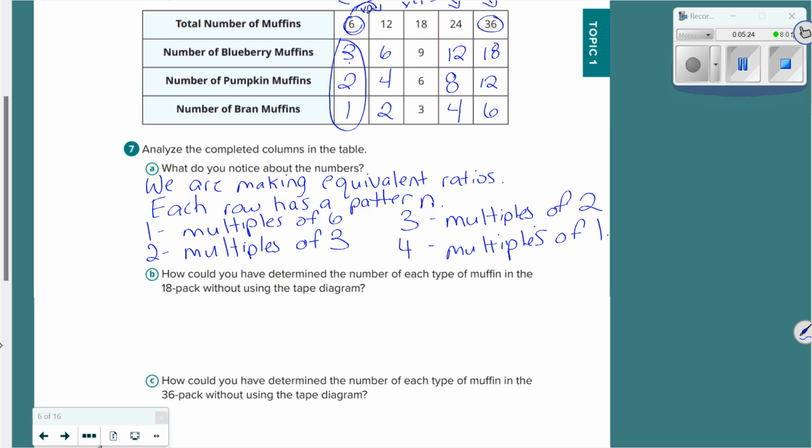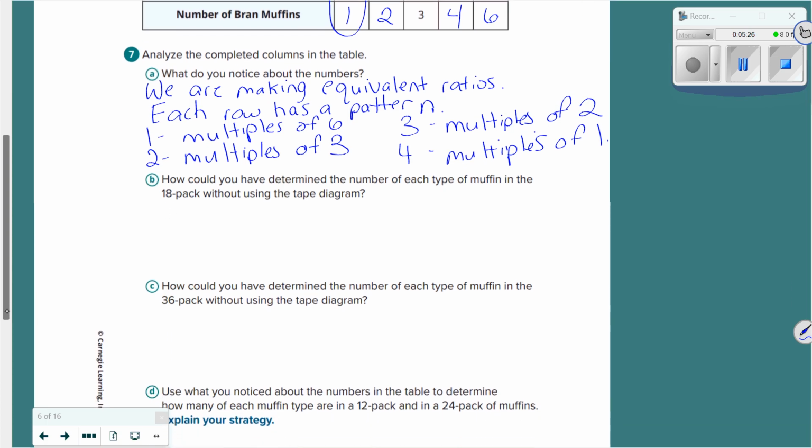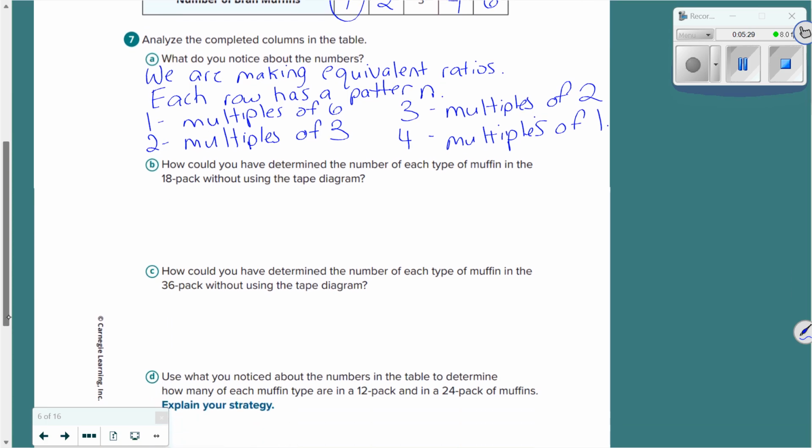All right, B. How could you have determined the number of each muffin in the 18-pack without using the tape diagram that we used on the page before? What could we have done? What did we just do in our table? I said it about 8 times since I stood up here. We could have used the ratio.